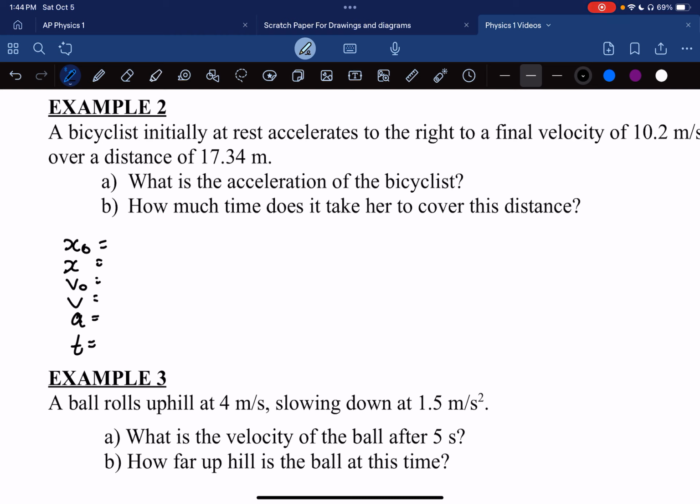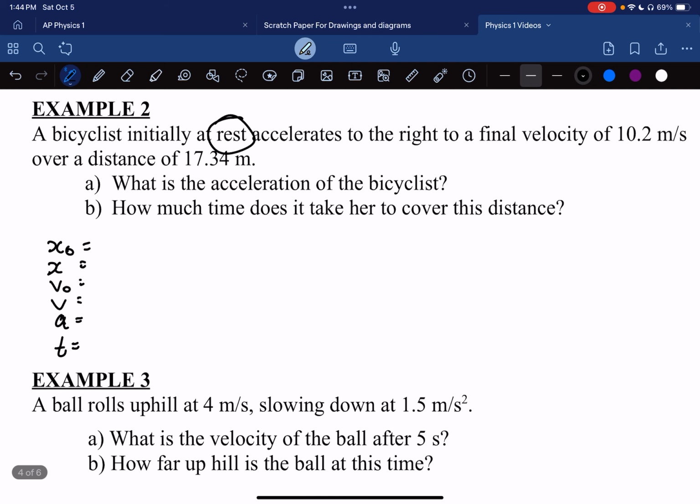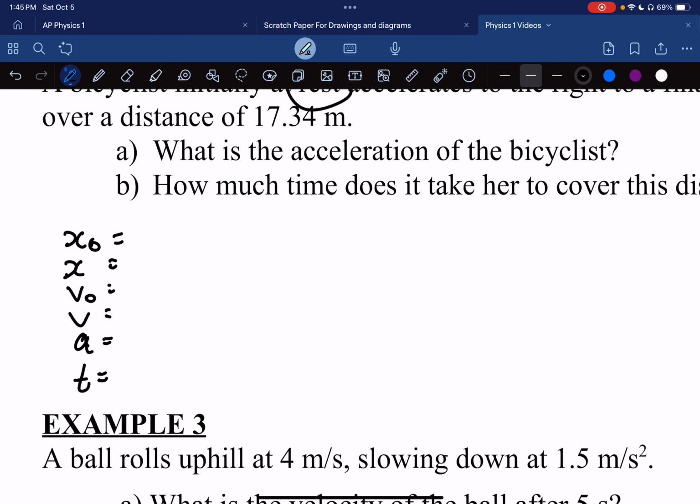A bicyclist, initially at rest. This is an important word. Accelerates to the right to a final velocity of 10.2 meters per second over a distance of 17.34 meters. So, they do not give us the initial position. Whoops. So, we're going to put 0 for that x naught.